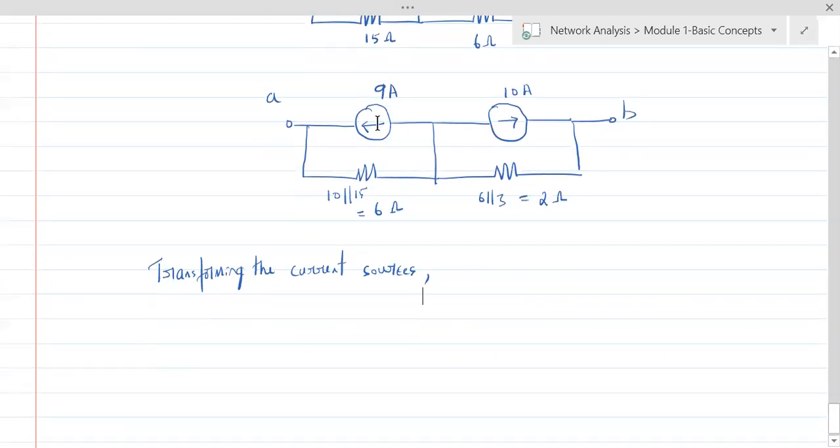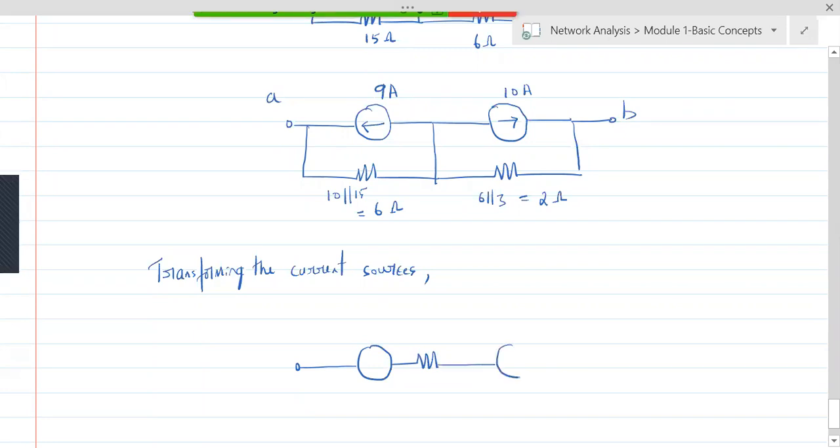Now, this should become a voltage source, and in series with that, this 6 ohm should come. But be aware of the polarity. So this is the voltage source. In series with that, you will have the resistor. Again, this is the voltage source. In series with that, you will have the resistor. Okay, this is A, this is B. Now, since 9 amperes is flowing to the left, positive sign would be at the left. Here, 10 amperes flowing to the right, so the positive sign would be at the right. So this is 6 ohms, and this is 2 ohms. Is everybody okay with this?